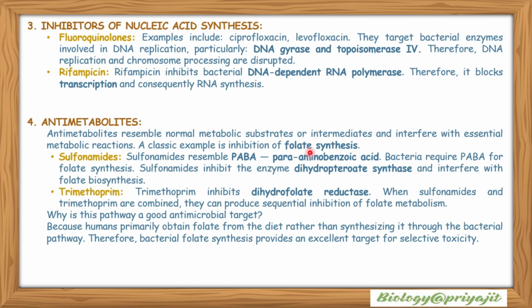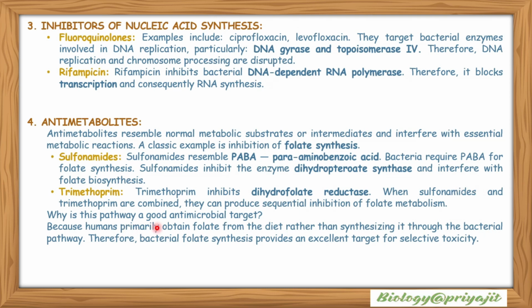Antimetabolites resemble normal metabolic substrates or intermediates and they interfere with essential metabolic reactions. A classic example is inhibition of folate synthesis. Sulfonamides resemble PABA, para-aminobenzoic acid, which bacteria require for folate synthesis. Sulfonamides inhibit the enzyme dihydropteroate synthase and interfere with folate biosynthesis. Trimethoprim inhibits dihydrofolate reductase. When sulfonamides and trimethoprim are combined, they can produce sequential inhibition of folate metabolism.